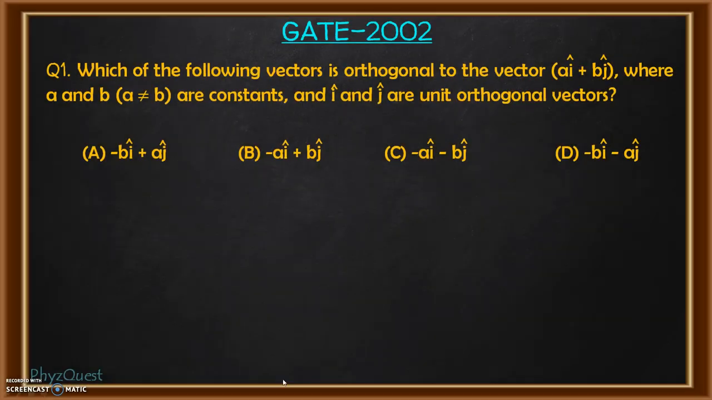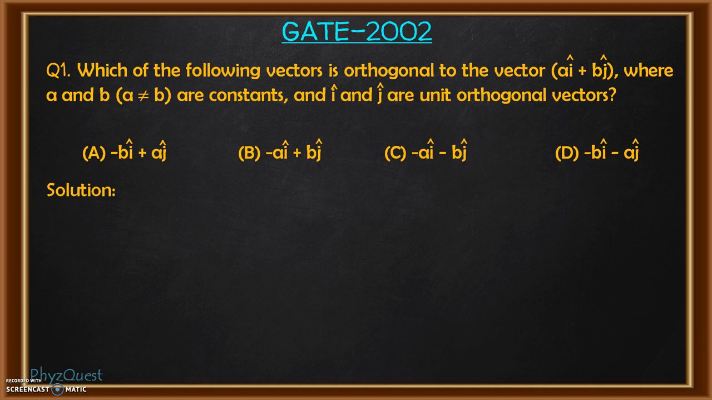Now let's move ahead to the next problem. The next problem is from GATE 2002. The question is: which of the following vectors is orthogonal to the vector a i cap plus b j cap, where a and b, which are not equal, are constant terms, and i cap and j cap are unit orthogonal vectors. Four options are given and we need to choose the correct one. So we are given the vector a i cap plus b j cap, and from the given options we need to find which of them is orthogonal to this vector.